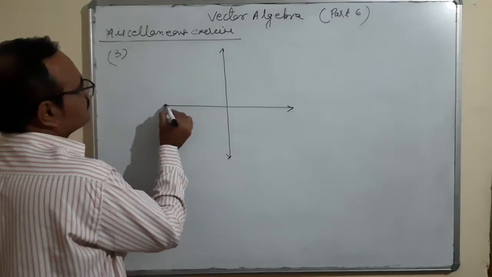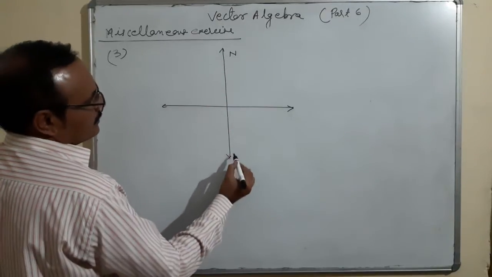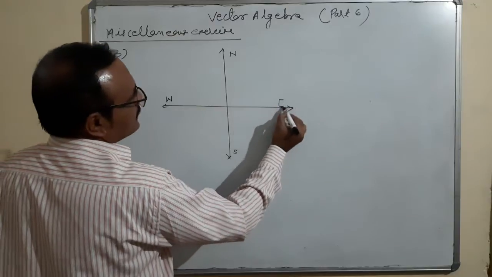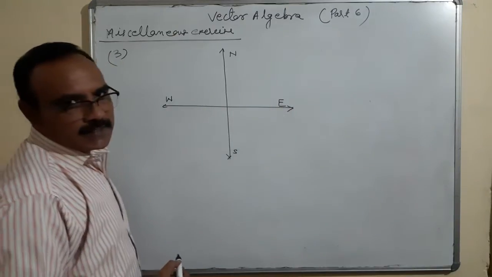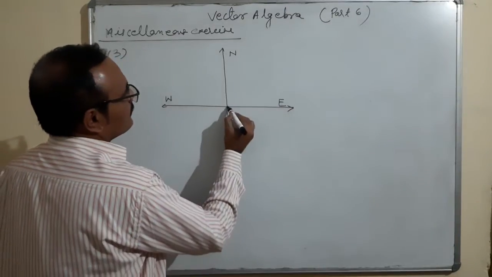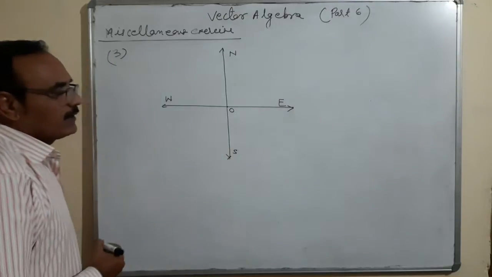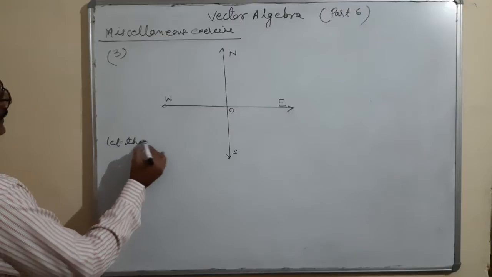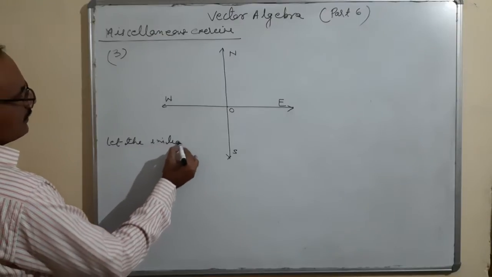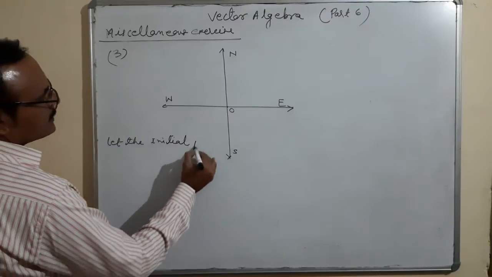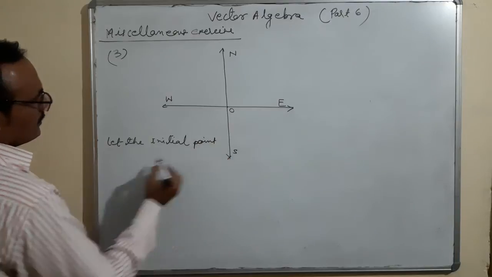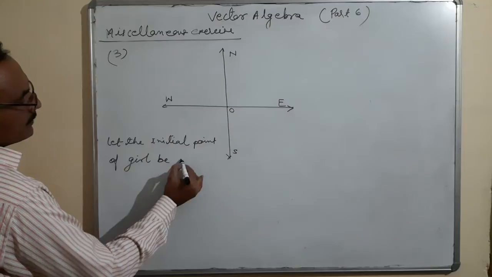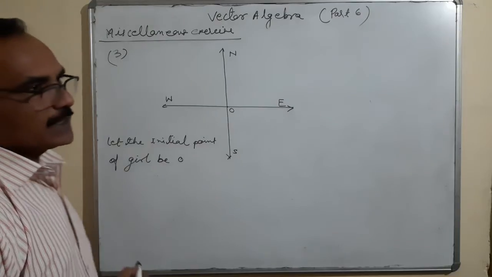Direction: north, south, west, and east. We will consider the initial point of the girl to be O. This is the initial point.